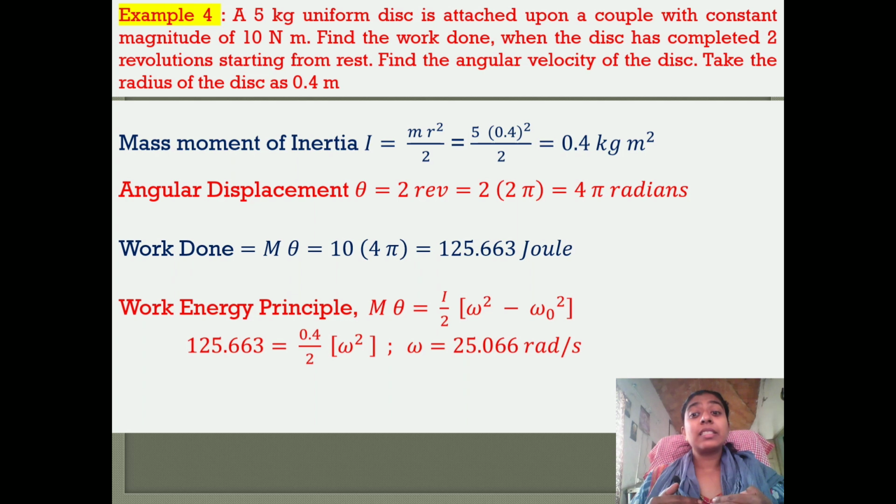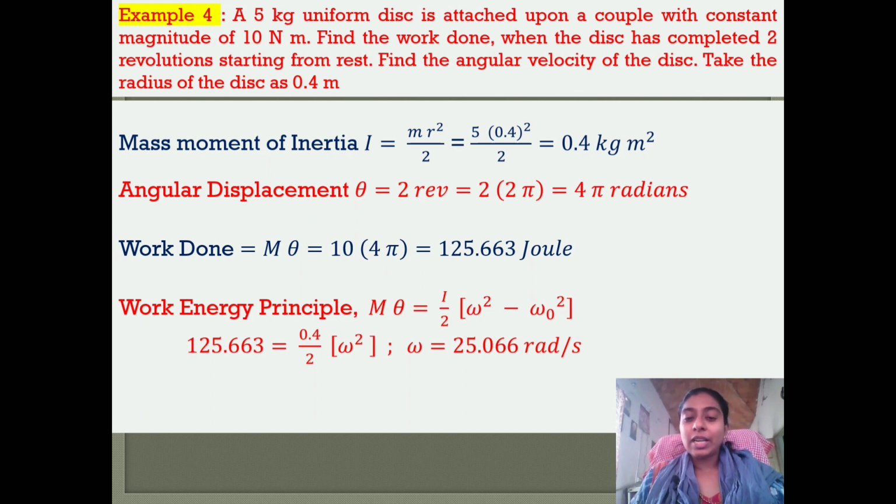Now we know the work energy principle. For linear motion, work done is force into displacement. Here since it is rotation, it is moment into angular displacement. So M theta is the work done. Energy is the difference in the kinetic energy, that is half mv square. Here mass is replaced by moment of inertia.